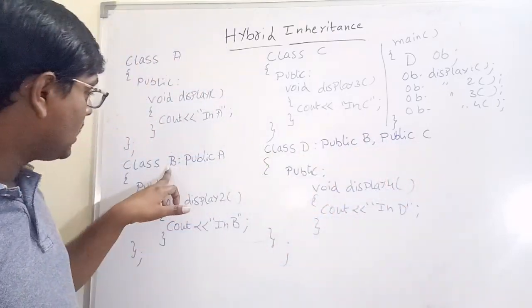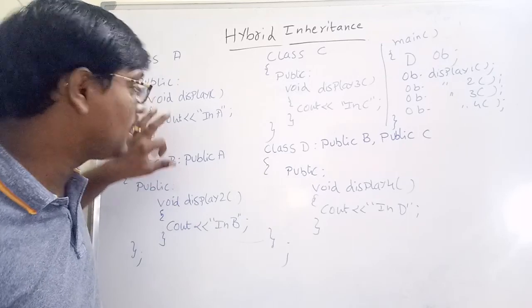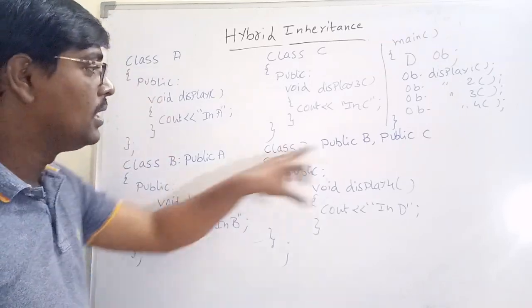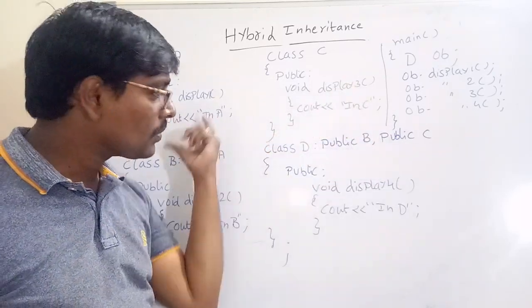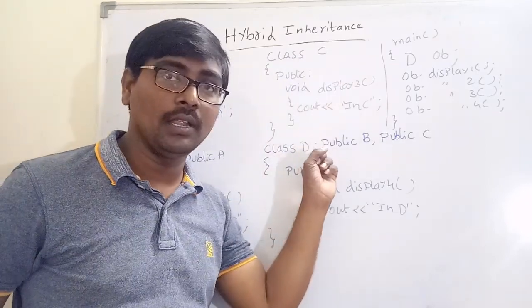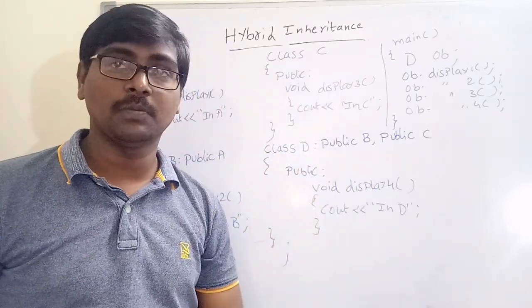B is the child class for A. That means B contains display1 and display2. C contains display3. All these methods are available in D along with its own member display4.